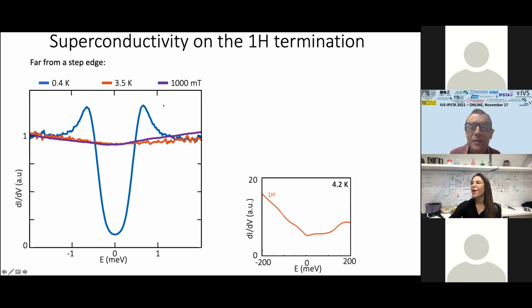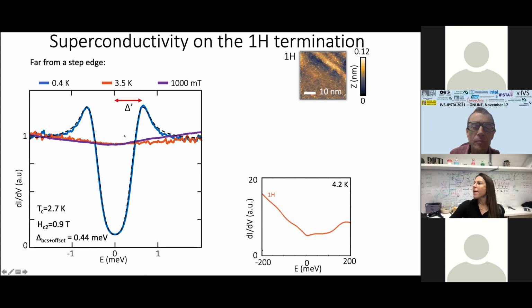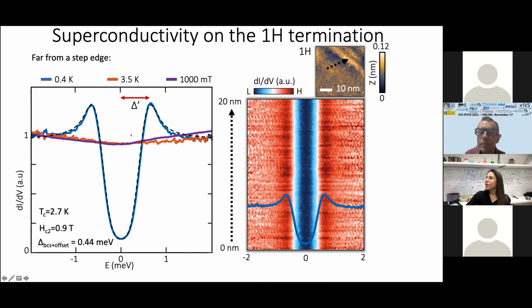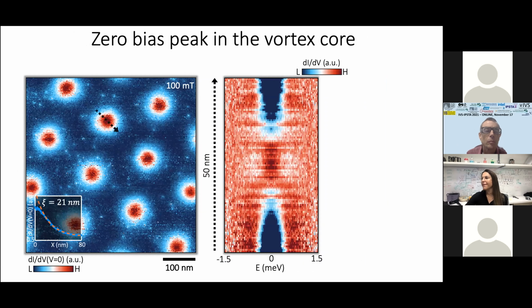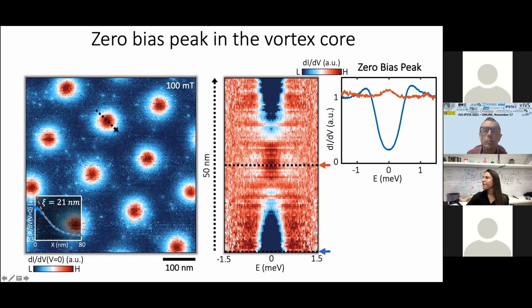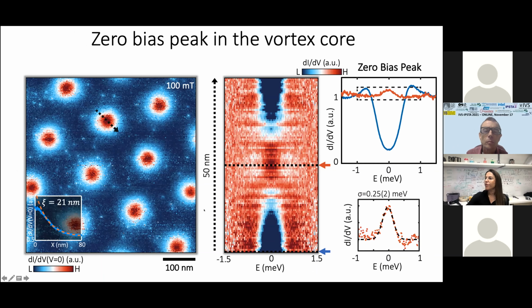So, okay, when we increase the field, when we increase the temperature, we see the disappearance of the superconductivity. So now let me go to show you. This superconductivity is uniform on the surface. So let me show you the one-dimensional channels close to the edge, which are the most important. I'll skip these vortices and the zero bias peak that we see in the center of the vortices.